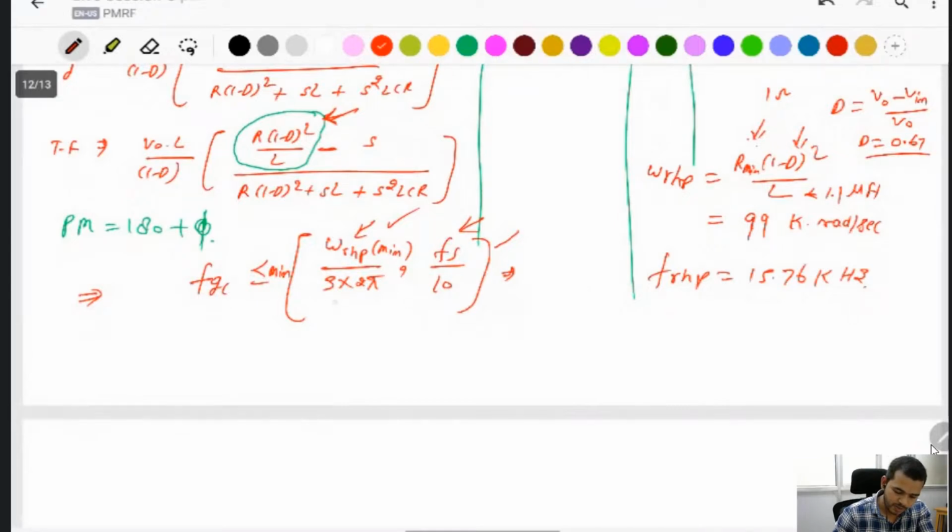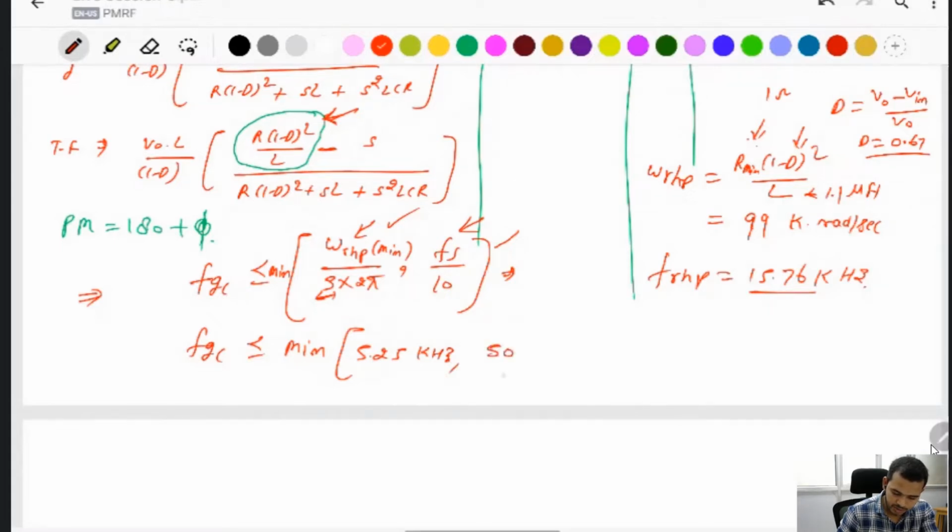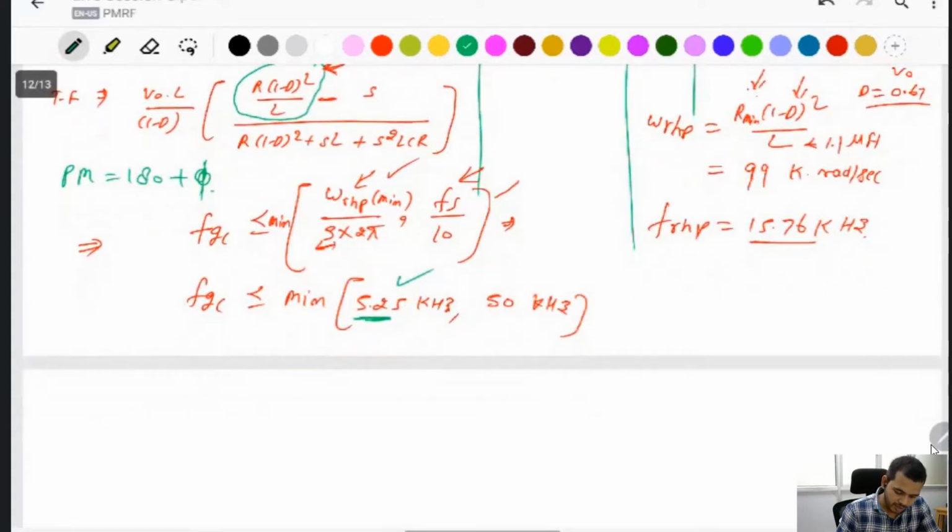After that you will divide by 3 also, because it takes some time to build the energy of the inductor and supply it to the output. Then you take 1/3 of this, and you find the minimum. What is the minimum? Take this one, 5.25 kilohertz, and 10 times the switching frequency is 50 kilohertz here. This is the minimum value. Then FGC should be less than or equal to 5.25 kilohertz.